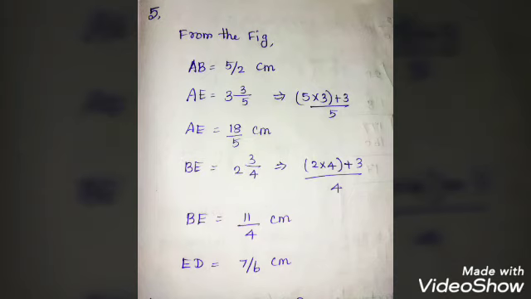Next, BE is 2 into 3 by 4. How can we change it? 2 into 4 plus 3 by 4. So 8 plus 3, 11 by 4. ED is already in your figure, that is 7 by 6 centimeter. I think you all know how to change a mixed fraction into a normal fraction. That's why I explained it there. Go through that once.